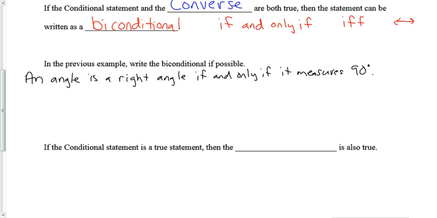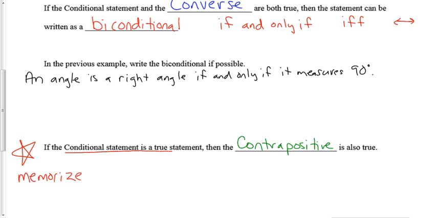So this last thing is actually an important little nugget that we need to remember, memorize. Anytime the conditional statement is true, then one of the three, converse, inverse, and contrapositive, will also be true. And that one is going to be the contrapositive. So anytime the conditional statement is true, the contrapositive is also a true statement. So that's the end of your video lesson for tonight. Please bring any questions that you have to class and have a wonderful evening.